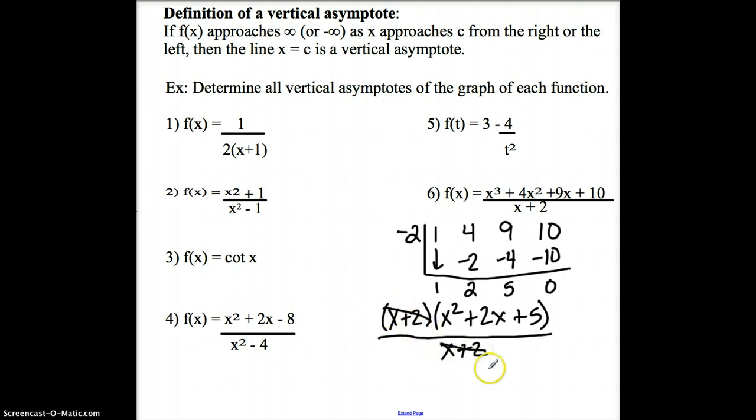So x plus 2 cancels with x plus 2. So we don't have a denominator anymore, so this has no vertical asymptotes. Alright.